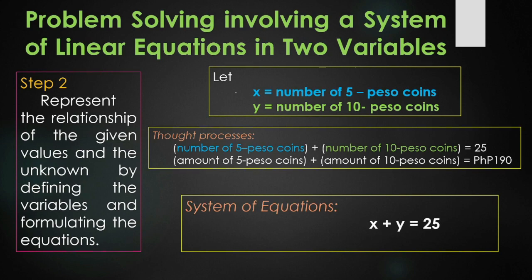Our first equation will be x plus y equals 25. That is the number of 5 peso coins plus the number of 10 peso coins equal to 25. The second equation will be 5x plus 10y equals 190. We multiply x by 5 since the value of a 5 peso coin is 5. And we multiply y by 10 since the value of a 10 peso coin is 10. And that is equal to 190. That is the total amount of money.